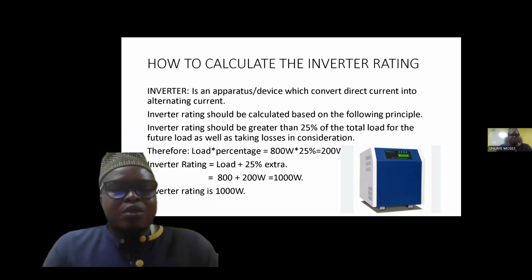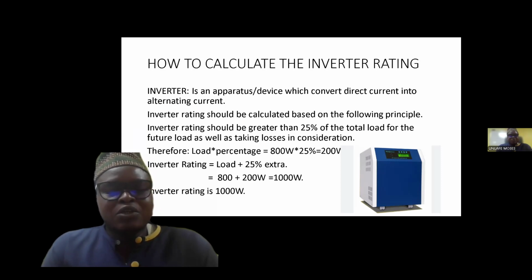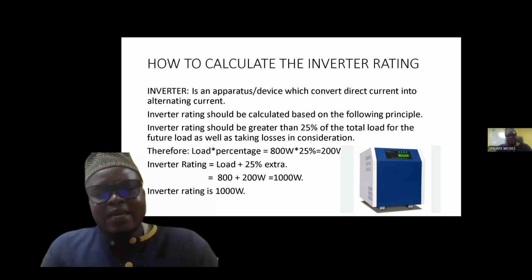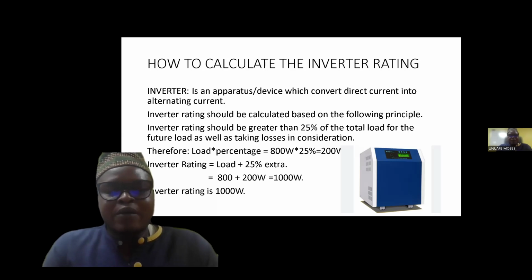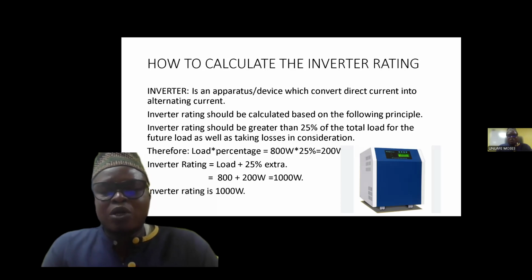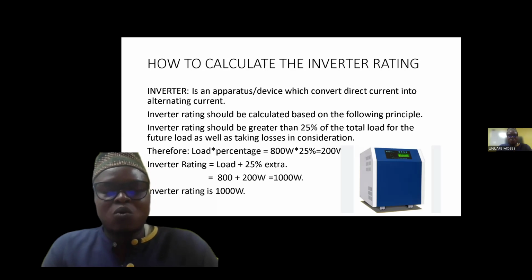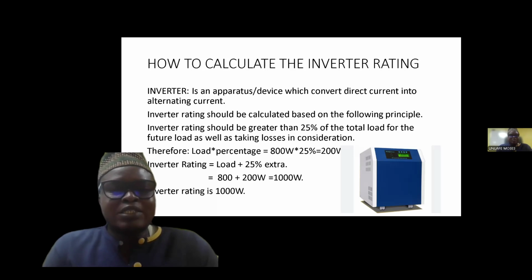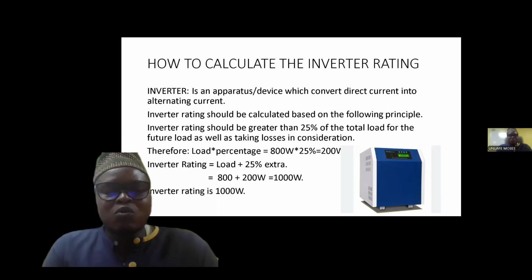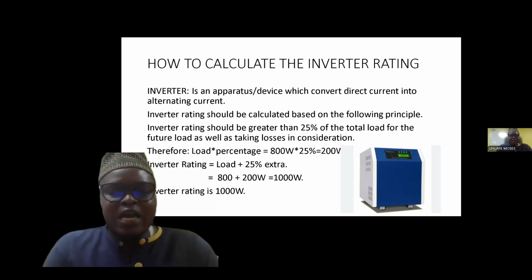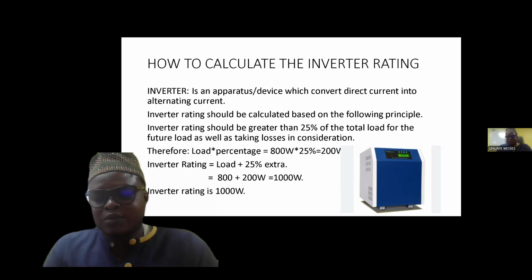Now, inverter rating equals load plus 25% extra. So assuming in our residential we have 800 watts, just like we have rightly calculated, we multiply 25% times 800 watts, which gives us 200 watts. When you add 200 watts to 800 watts, it gives us what? 1000 watts. So for the residential load of 800 watts, you go for an inverter of 1000 watts in your design.